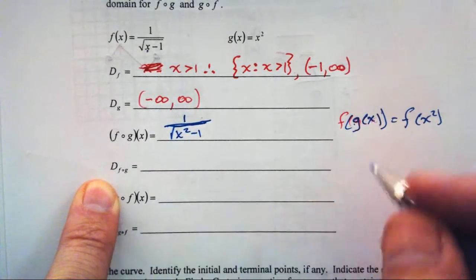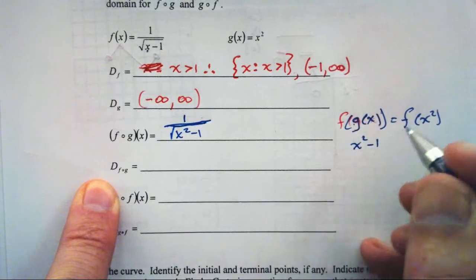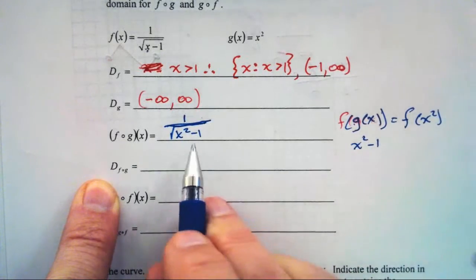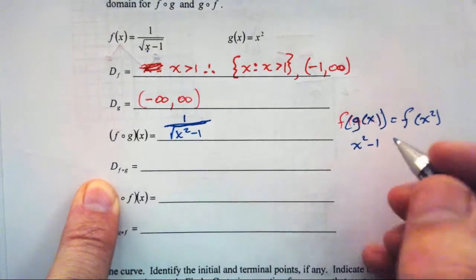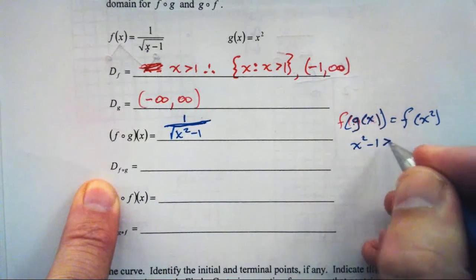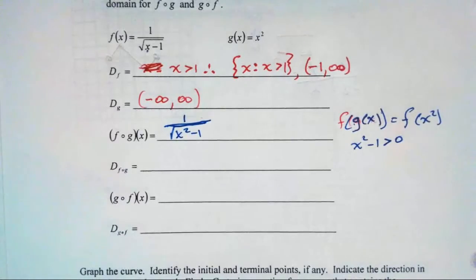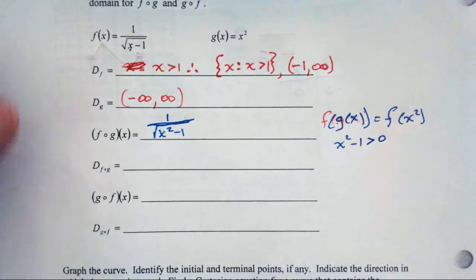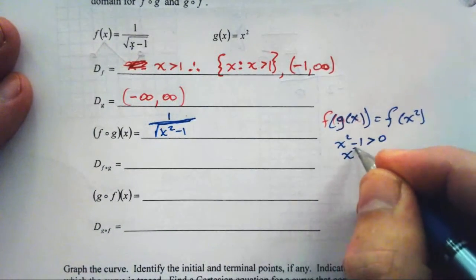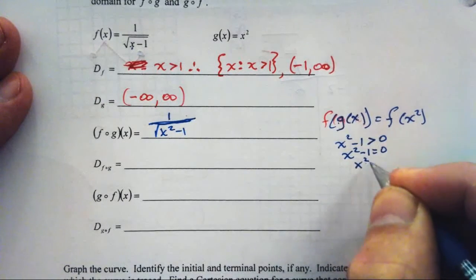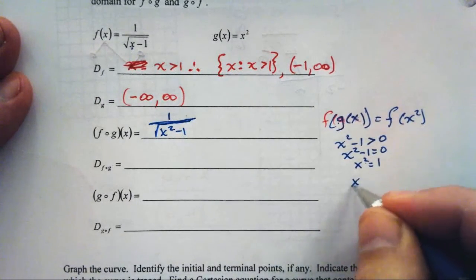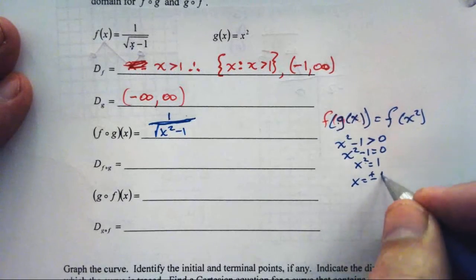F of g, I know that x squared minus 1 has to, because of the square root, be bigger than or equal to 0. But because of division, it can't be 0 either. It has to be greater than 0. At that point, I'm going to treat this like an equality, like x squared minus 1 equals 0. So x squared equals 1. X equals plus or minus square root of 1, 1.